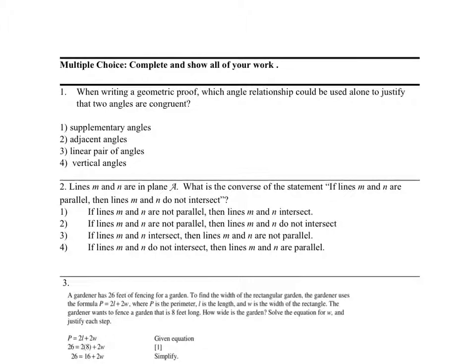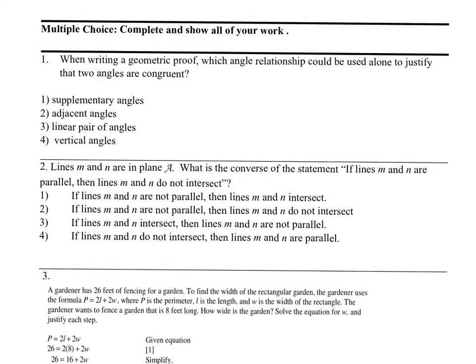So here we go. Question number 1. It says, when writing a geometric proof, which angle relationship could be used to justify that two angles are congruent? If you look at all the multiple choice answers, what's good is that we can use elimination, which I've told you over and over again is a great strategy when you're taking the SAT or any standardized test. Get rid of the distractors.